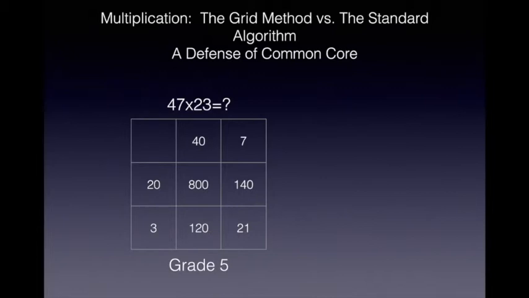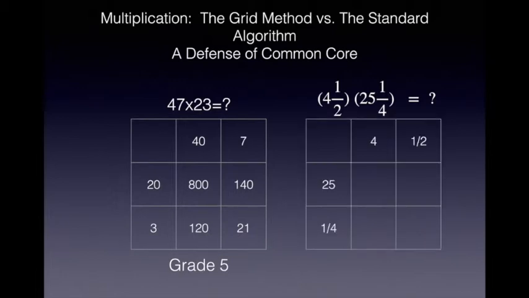But eventually, they're going to work on harder numbers. Eventually, they're going to work on mixed numbers, numbers and fractions. And there's no way to do 4.5 times 25 1/4 using the standard algorithm unless you first convert 1/2 and 1/4 into decimals. That's the only way to do it using the standard algorithm. But using the grid method, you can do it directly. How? Well, just like this.